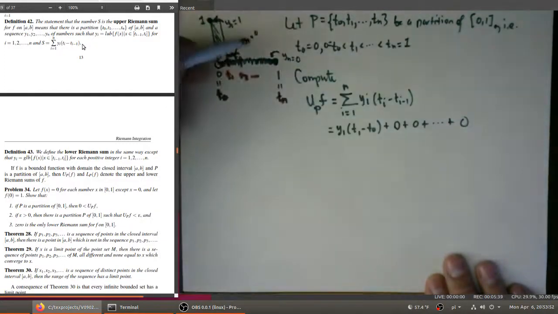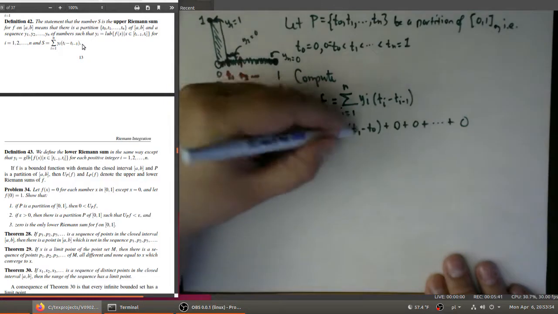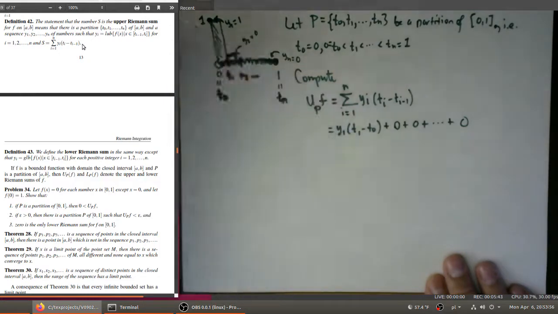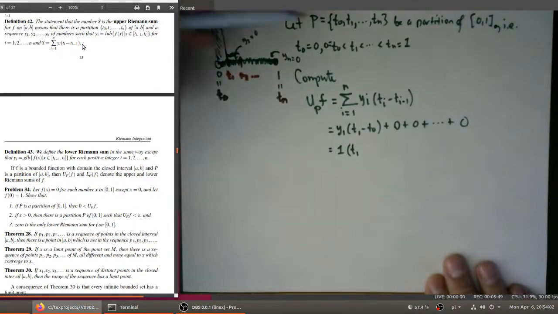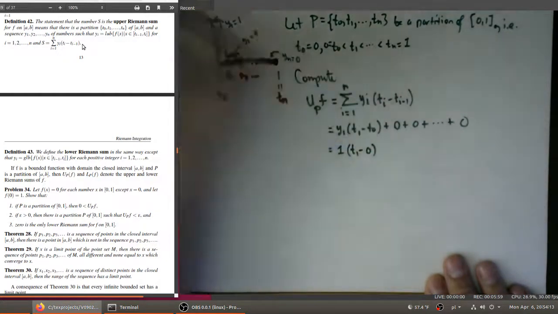Okay, because 0 times anything is 0. And this is not function evaluation, this is multiplication. Now y1 was 1. t1, we don't know what t1 is. Could be anything in the interval (0, 1), except for 0 and except for 1, some positive number. But we do know t0 is 0.